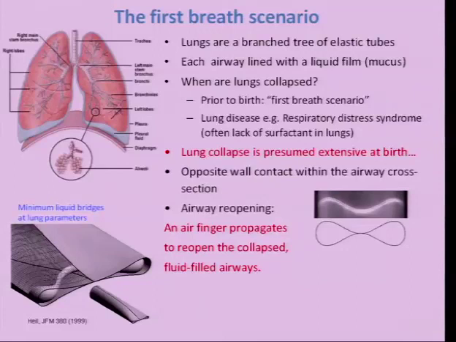Okay, so when a baby is born, a baby that's in the uterus has its lungs filled with water or mucus. And so during the birth process, the lungs are effectively emptied of water through compression, and effectively as a result, the lungs are collapsed. And we don't know for sure, but we expect that lung collapse is presumed to be really, really extensive.